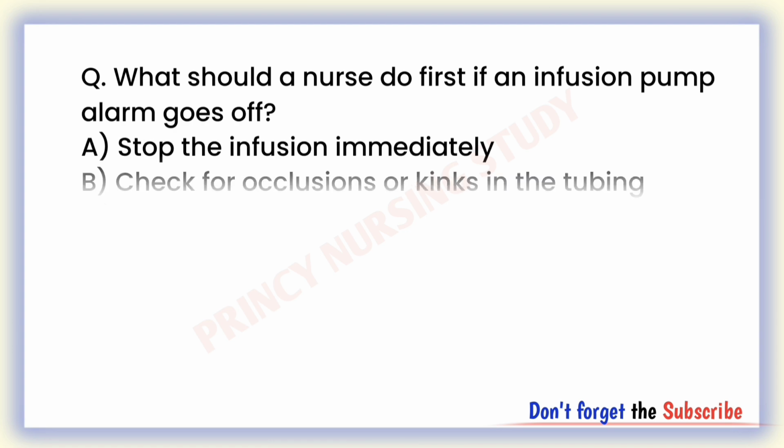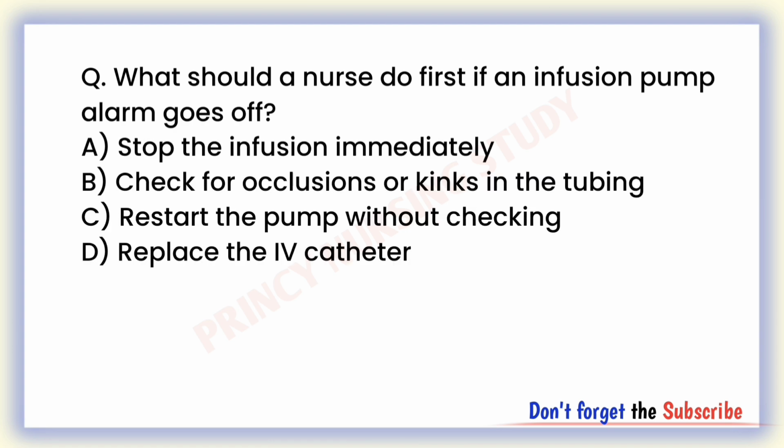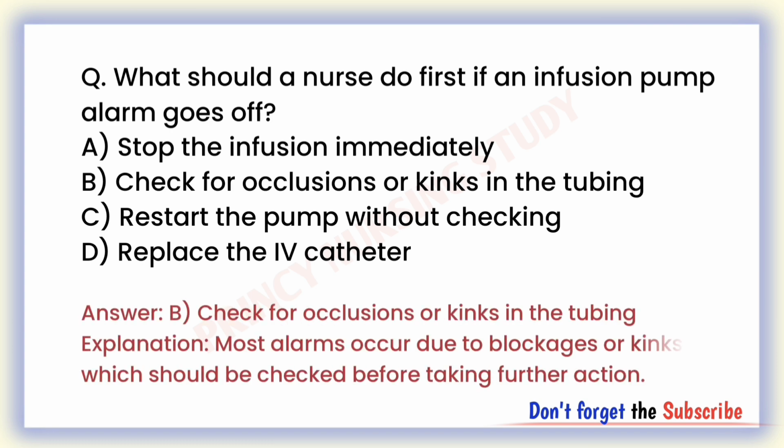Next question. What should a nurse do first if an infusion pump alarm goes off? Correct answer is B. Check for occlusions or kinks in the tubing. Most alarms occur due to blockages or kinks, which should be checked before taking further action.